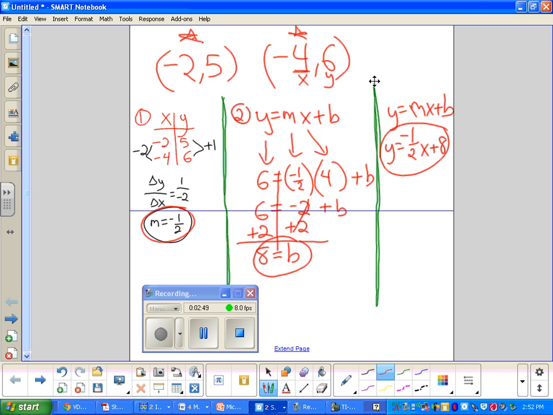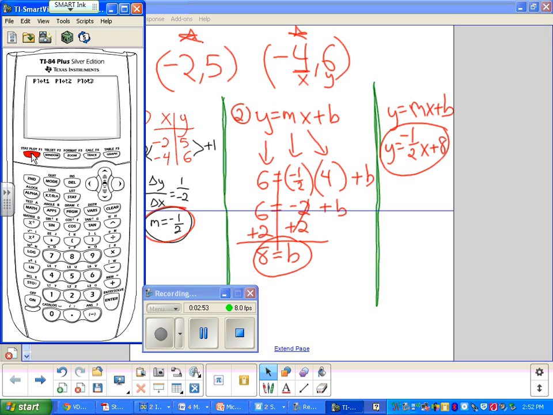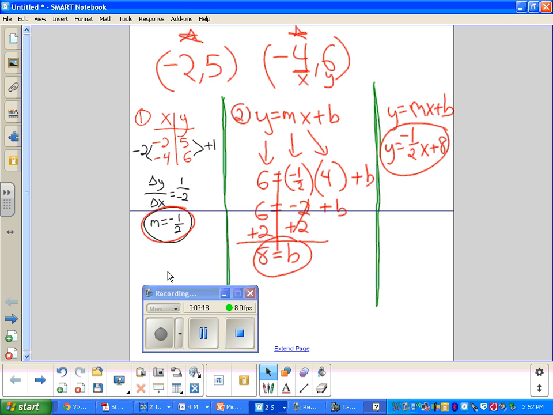Now we're going to check it by using the calculator. My slope is -1/2. There's my slope. Well, there's my equation, rather. I'll look at my table. -2 and 5. -2 and 9. It doesn't work out. So it looks like I made a mistake somewhere. Let's see where I made a mistake.